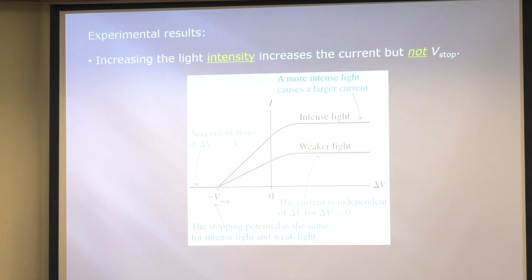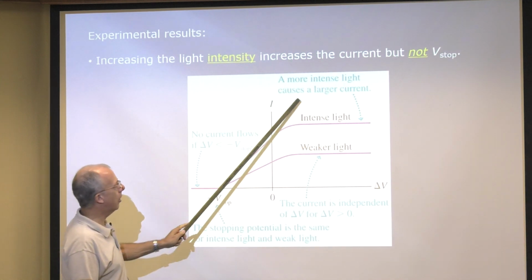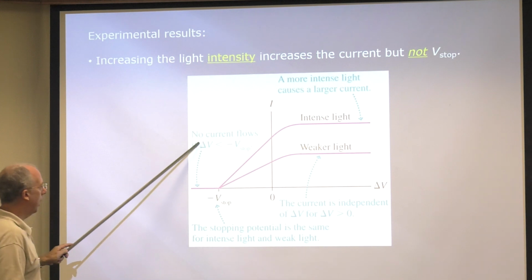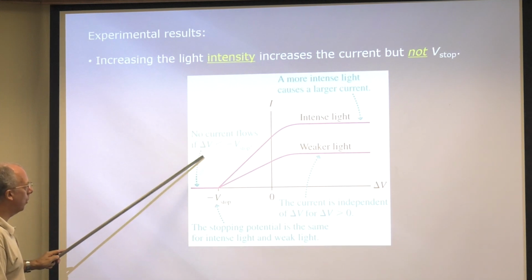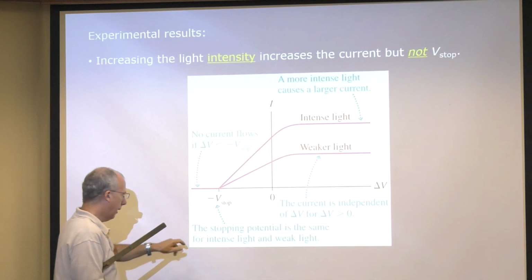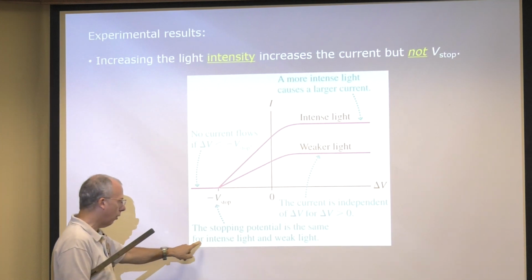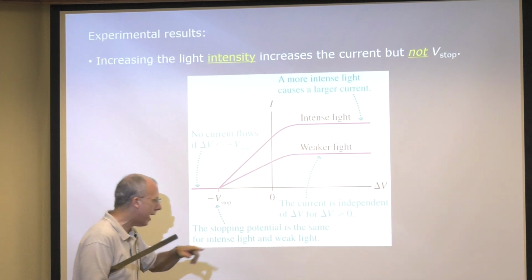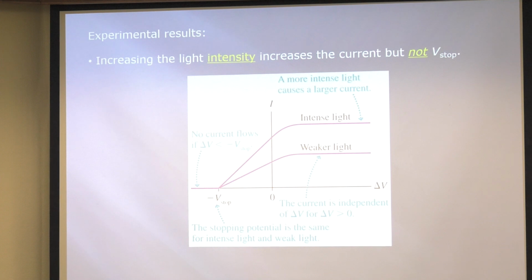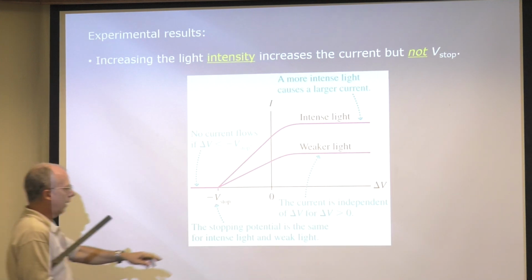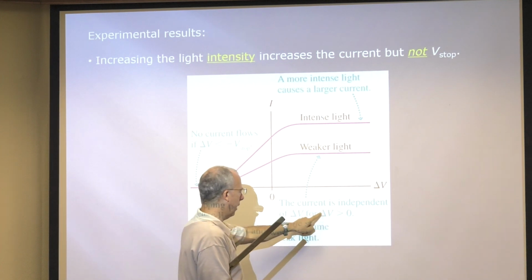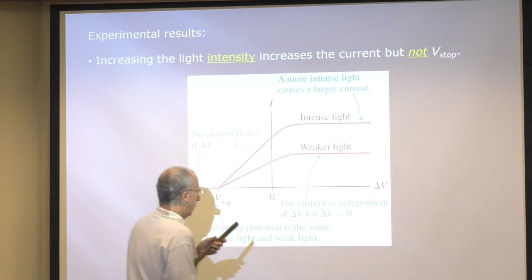So let's just might as well read this thing, right? A more intense light causes a larger current because you have more photons per second emitted. Again, no current flows if the voltage is less than minus V-stop. The stopping potential is the same for weak light, intense light, whatever. So the intensity of the light has nothing to do with the kinetic energy of the electrons. And just like before, the current is independent of delta V after a certain point, if it's positive.